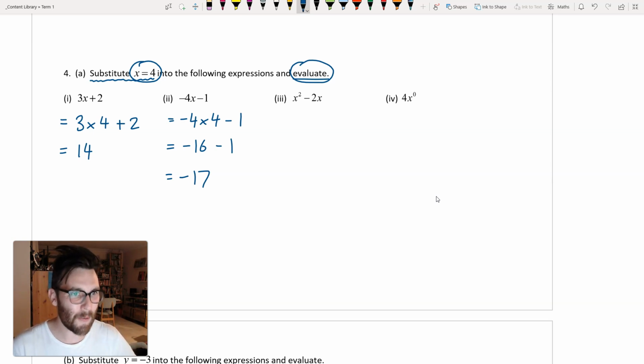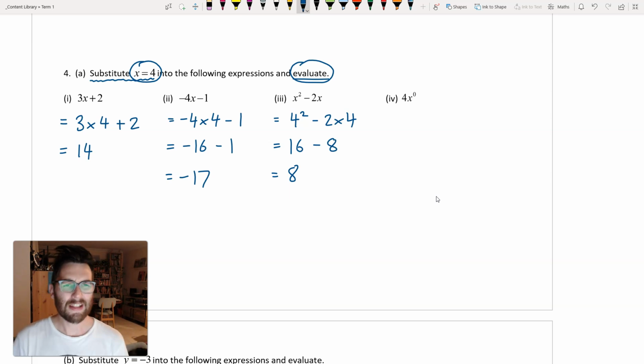Okay, next one, x squared take away 2x. So I'm going to swap my x for a 4. So now that's 4 to the power 2. I'm going to take away from that 2 times my x value for this one, which is 4. 4 squared means 4 times 4, which is 16. Take away 2 times 4, which is 8. Should give you 8.